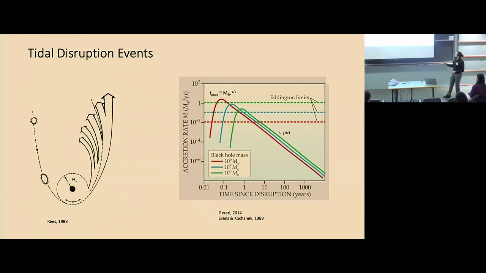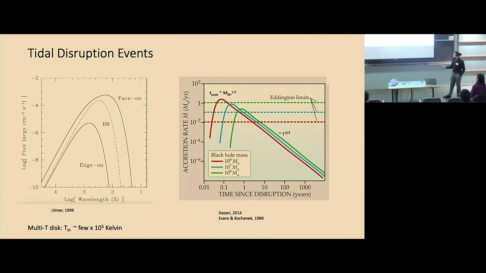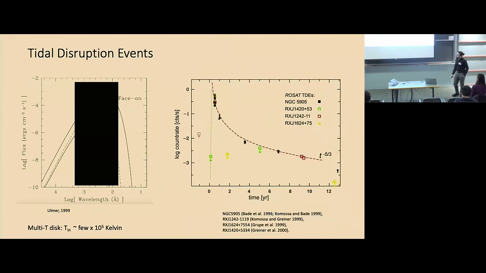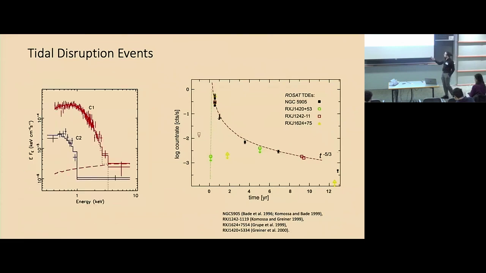And then if this forms an accretion disk, this should shine as a multi-temperature disk with an inner temperature of a few times 10^5 K. But since the peak of the SED is in the extreme UV, which is unobservable, it should be most easily observable in the soft X-ray. And in fact, the first TDE candidates were discovered in the X-ray by ROSAT, and the spectra were as expected, soft and with temperatures around the expected values.